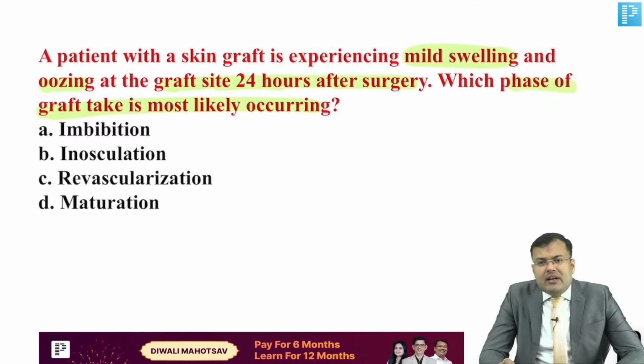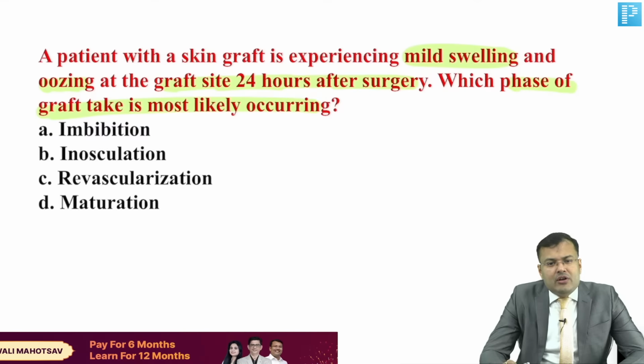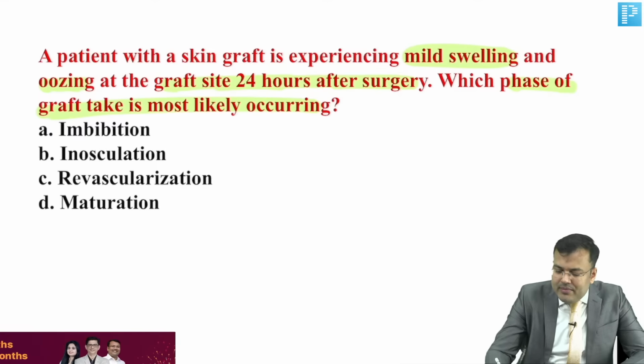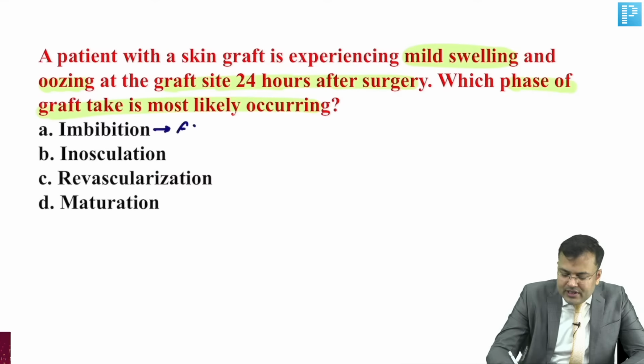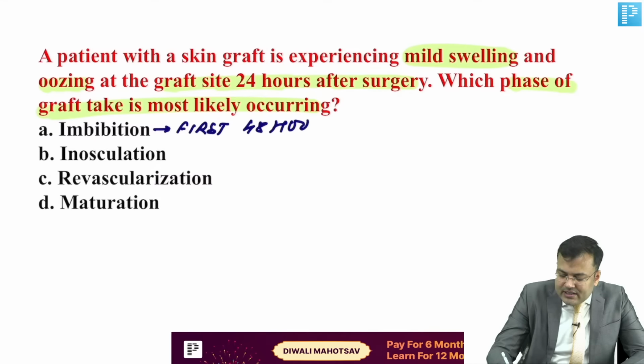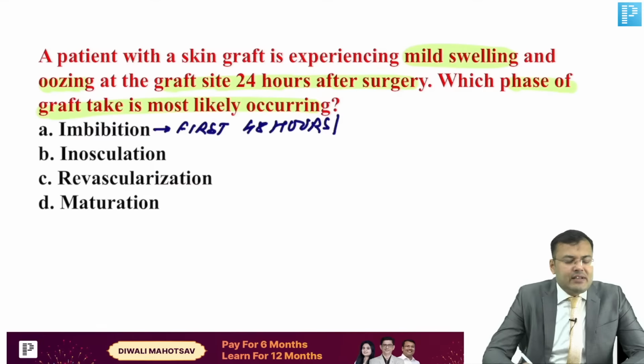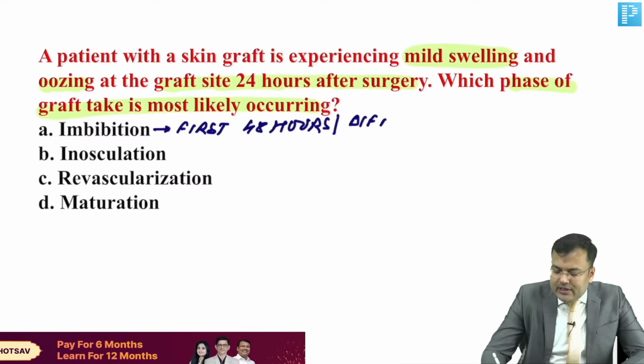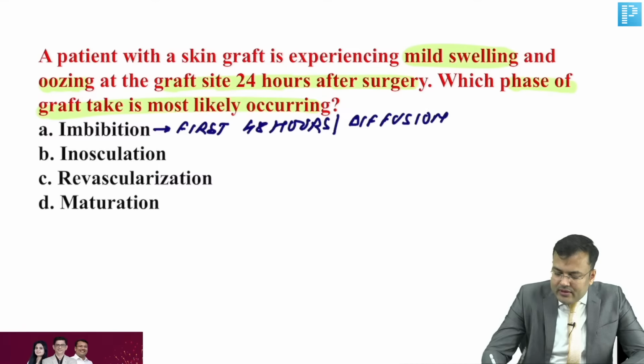24 hours after grafting. So, guys, it is imbibition, inosculation, revascularization. Imbibition is for the first 48 hours. Here, the graft receives its nutrition by diffusion, that is imbibition, right.